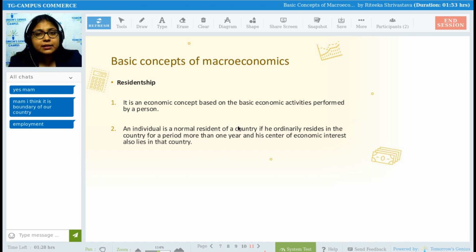Normal resident and residentship are two different things. Do not get confused between them. Normal resident is different, residentship is different. You will be called a normal resident if you are living there first. Secondly, if your economic interest lies in that particular country, then you will be called a normal resident.